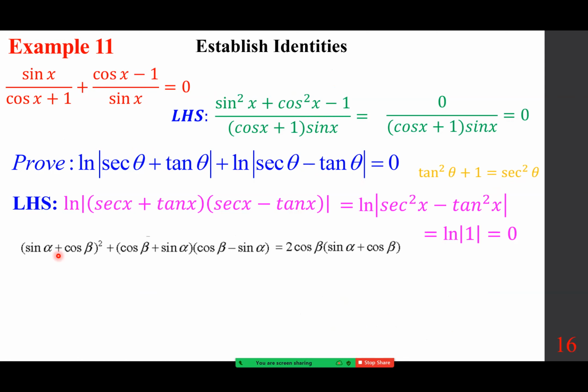All right, we want to prove that sine alpha plus cosine beta quantity squared plus cosine beta plus sine alpha times cosine beta minus sine alpha results in 2 cosine beta times sine alpha plus cosine beta. And clearly, we are going to start with the left-hand side.